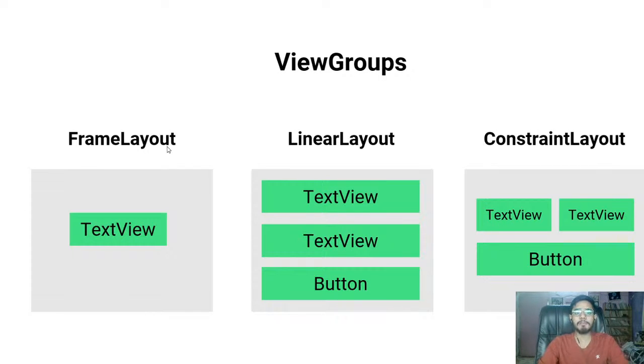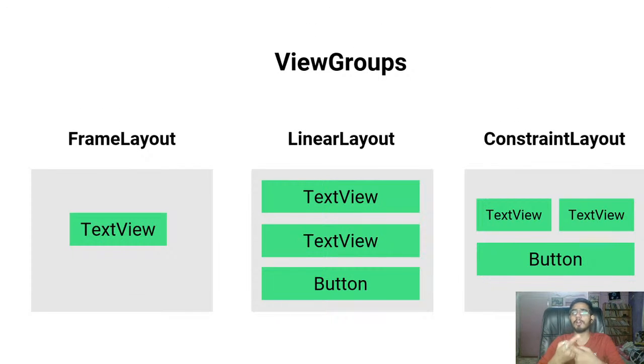Basically frame layout, you can say, is just like a frame. Suppose right now I am looking at my laptop, then I have a frame around my laptop. That's a frame layout, and inside it the display which I see is the display which I need to show in my app. So this is how frame layout works.